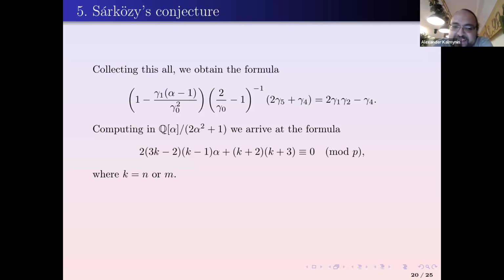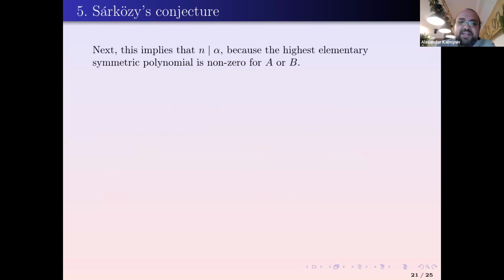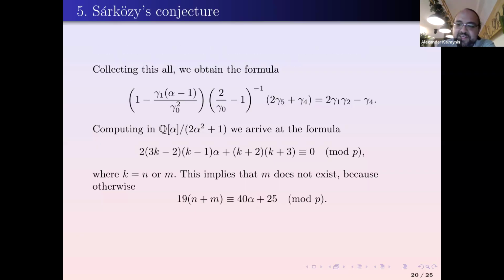So you can compute everything as an element of the following ring. And then when you simplify, you arrive at the following formula. This formula is a quadratic equation for k in terms of alpha. But k can take two different values, n and m. If m exists, then we have a contradiction due to, say, Vieta's theorem. Well, you get this formula, and this formula is a contradiction because n and m are both at most alpha. So the left-hand side is at most 38 alpha, and the right-hand side is at least 40 alpha. And this is a contradiction. So this implies that m does not exist.